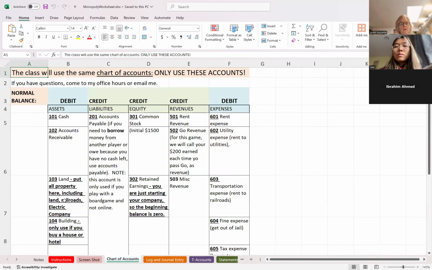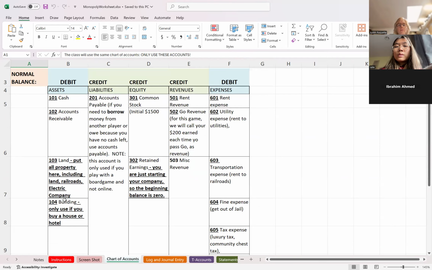Okay, so back to the chart of accounts. This is mostly the accounts you guys are going to be using, but we're not playing Monopoly when we do our homework or when we do the exam. So you're only going to use probably one revenue account, and it's not listed here because we used a specific revenue account for Monopoly. But what's the general revenue account that we've been learning? Service revenue. Correct.